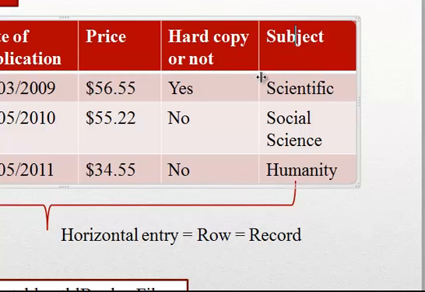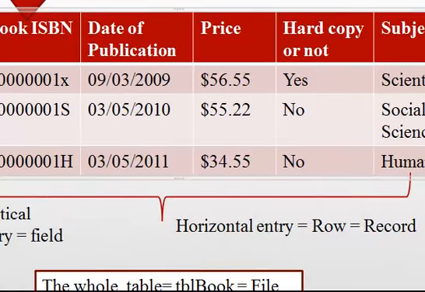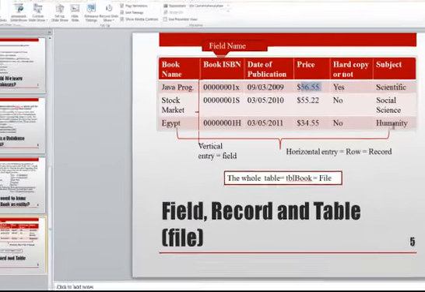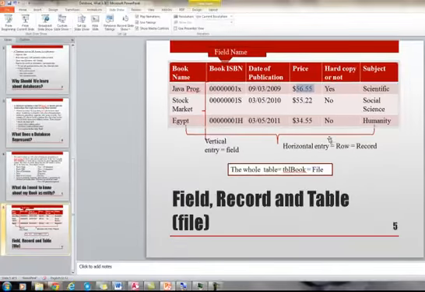So if I start entering the data for the first book, the value is called Java programming here, and the ISBN number I'm limiting to 10. And as you notice, all of these are going to be very unique values. No 2 of those are going to have the same value. And the date of publication for the first one, then the price, yes. And of course, the subject here, I could choose among the 3 values: scientific, social science, and humanity.